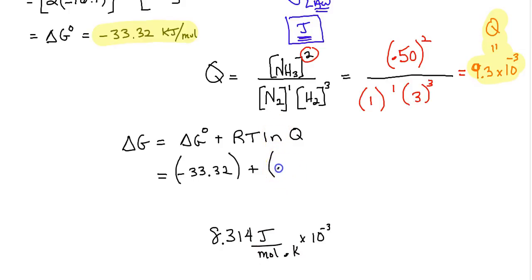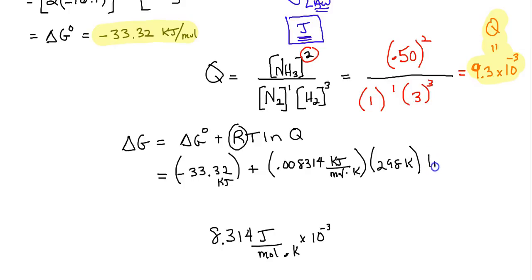So this becomes 0.008314, and that's kilojoule per mole Kelvin. Okay, so I just divided by 1,000 to convert my R into kilojoule units. This, of course, is in kilojoules as well. Our temperature is 298 Kelvin, but that could be any temperature, as we talked about. And then a natural log of our Q, which in this case is 9.3 times 10 to the negative 3.